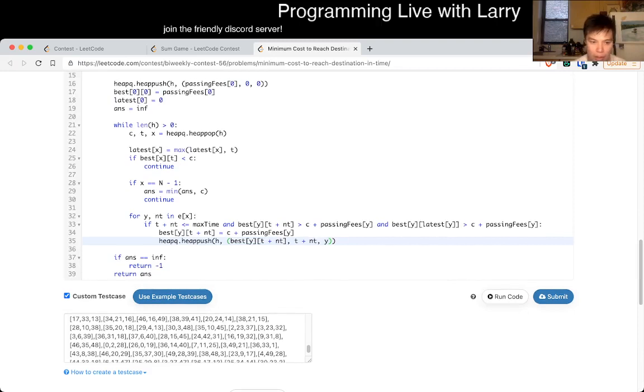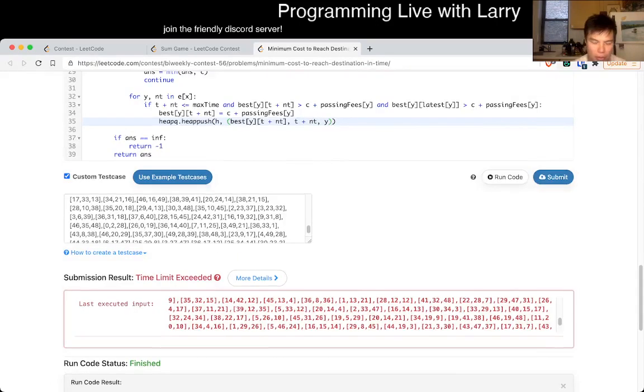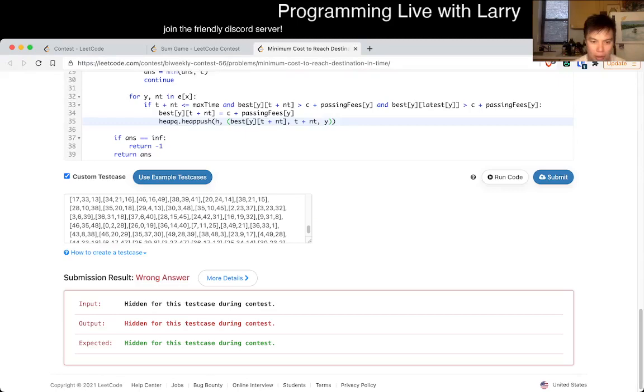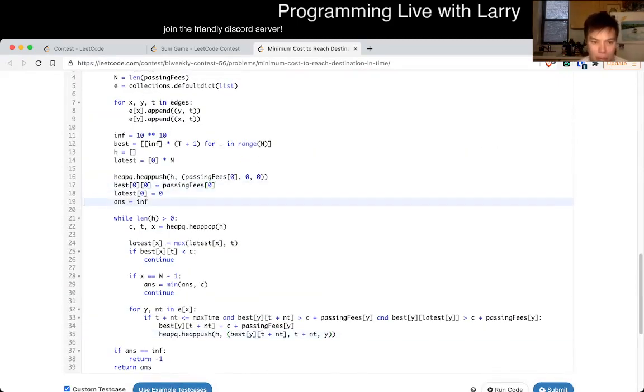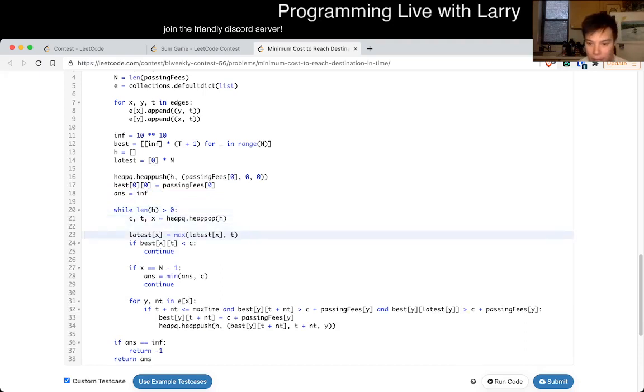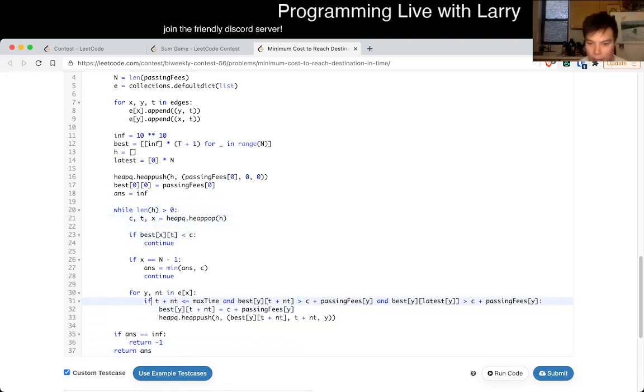I don't know if this is right. Let's give it a YOLO. It's like four times faster, but okay, so I get a wrong answer on this one. I wasn't sure about it, but I also have no idea how to do it. How do you prevent self loops? That's the question.